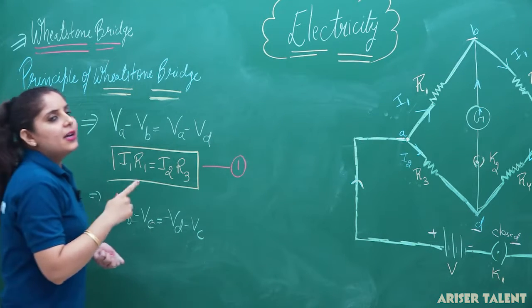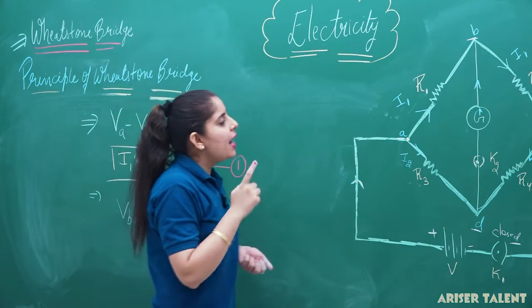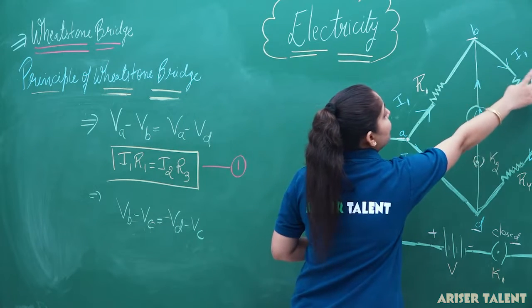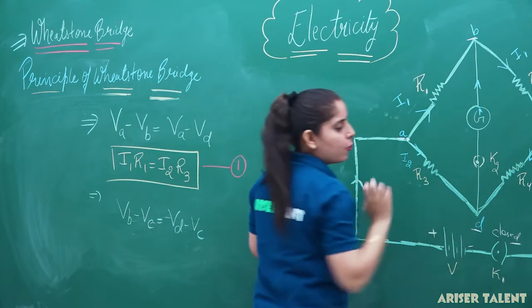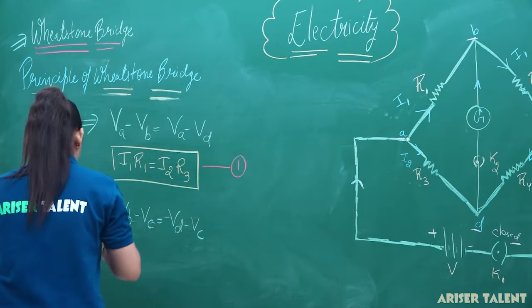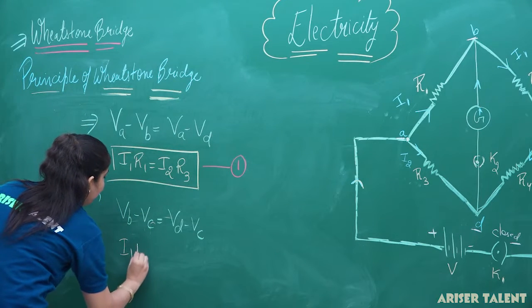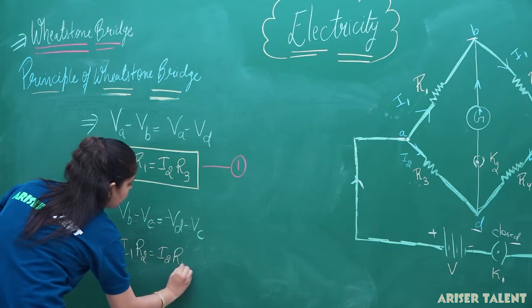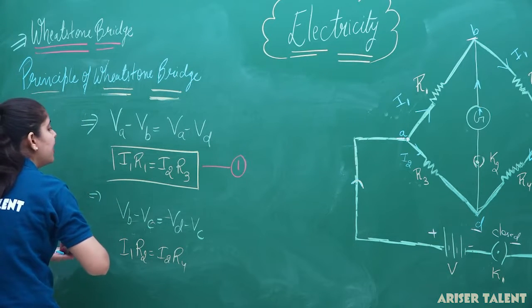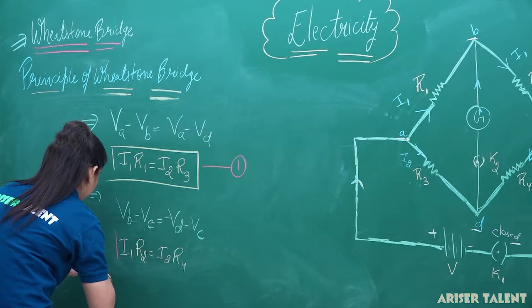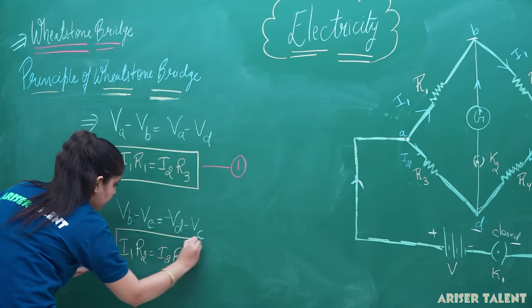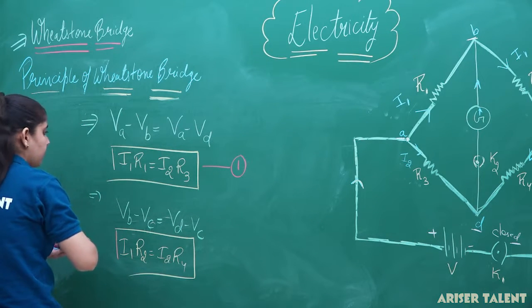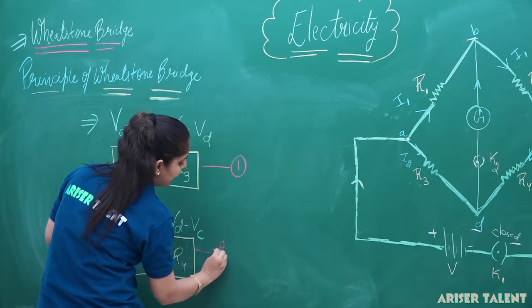Now, the current flowing in the arm BC and CD will be I1 R2 and I2 R4. So, I can write here I1 R2 and I2 R4. So, this is the second equation I am getting here. This is our second condition.